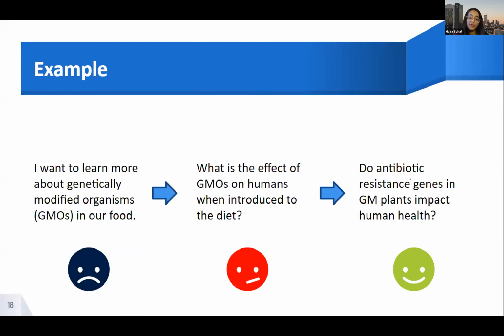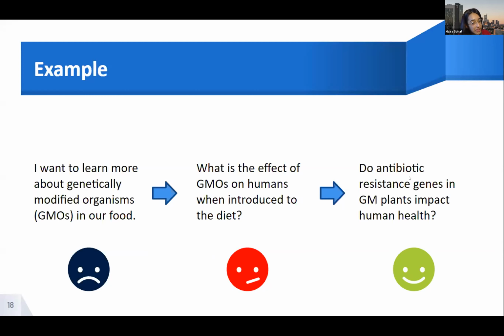So I just threw an example here. This is kind of what I guess the process would look like. Let's say you are interested in GMOs and you want to learn more about GMOs in food. Well, where do you go from here? You can't really structure a project just based on your curiosity on one broad topic.